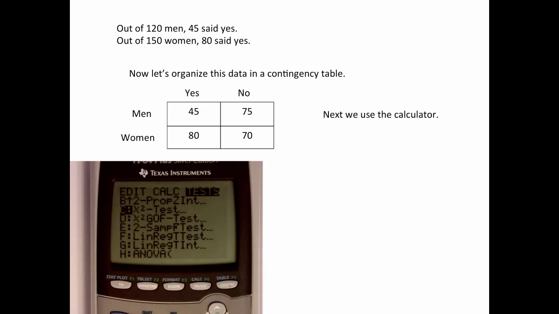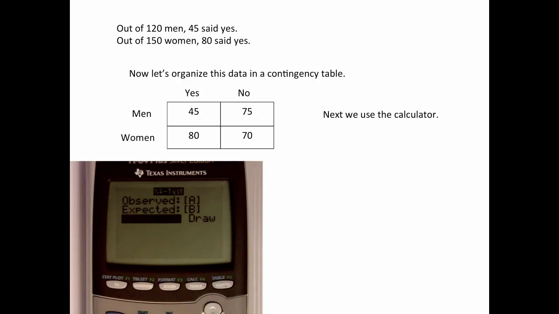All right, when you do that and hit enter, it should look like this. The observed values, which are the values that we observed, are in matrix A, and the calculator is going to put the expected values in matrix B. The idea with the expected values, and sort of the idea of this whole thing, is that we are trying to say that gender has nothing to do with whether the person said yes or no. If that's true, these numbers should have been split evenly.